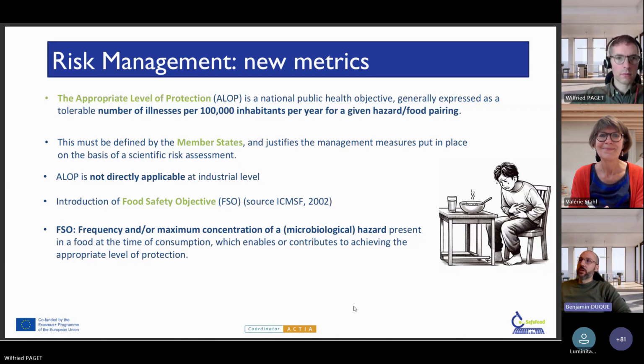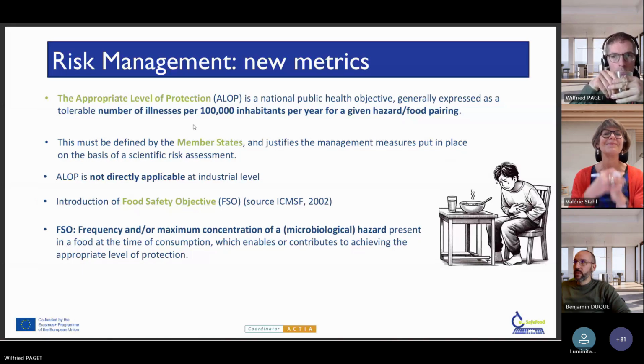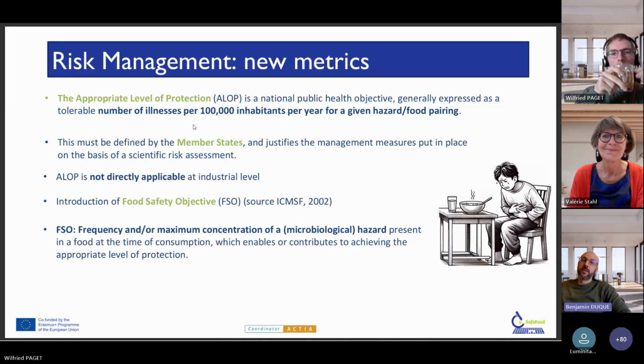The ALOP is a national public health objective and generally expressed as tolerable number of illnesses per inhabitant per year for a given hazard and food pairing. This metric must be defined by the member states and justifies the management measures put in place on the basis of a scientific risk assessment. And ALOP is not directly applicable at industrial level because it's generally linked to a country.